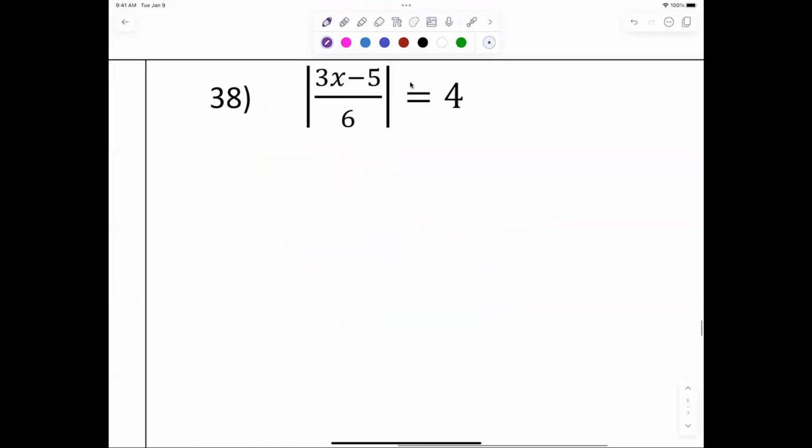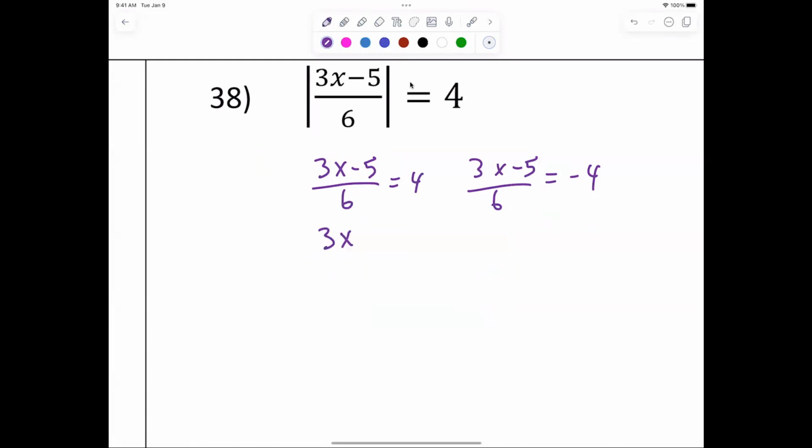All right, here we go. I need to get to the fraction one because I want to help you with your calculator. So everybody take a look at number 38. We'd write 3x minus 5 over 6 equals 4, and 3x minus 5 over 6 equals negative 4. Multiply both sides by 6. Add 5.